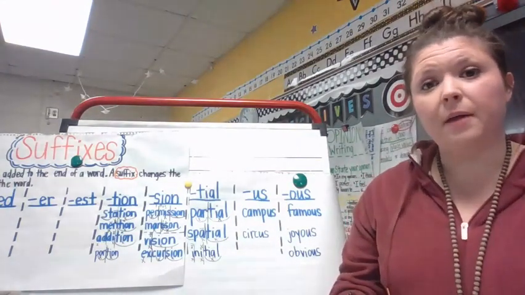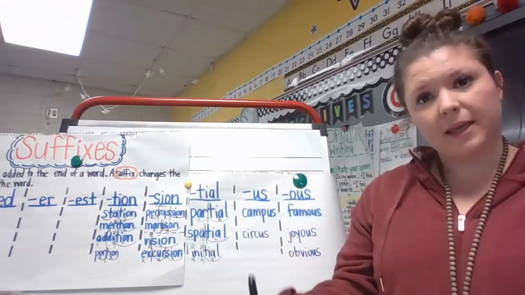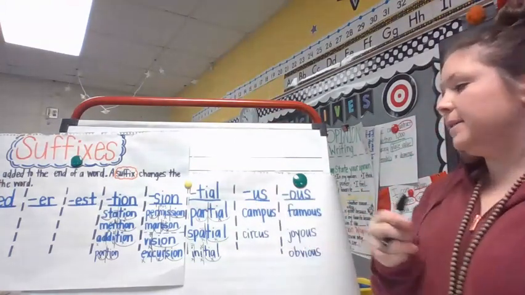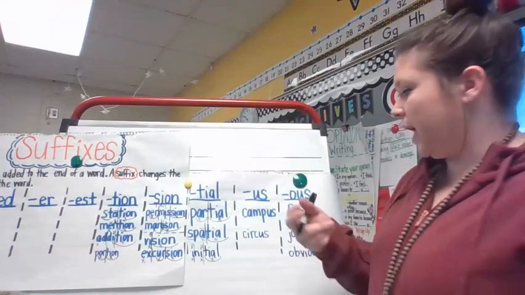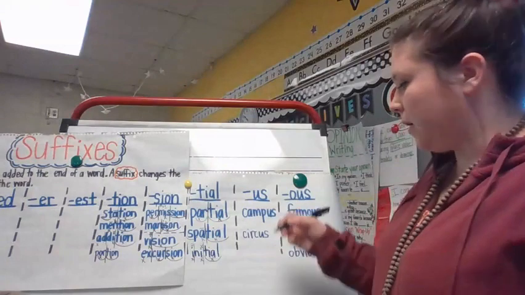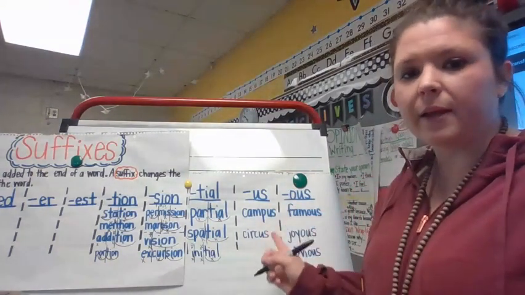Campus, famous. They both have the us sound at the end of the word. Now, us, U-S, is a syllable that is a little bit different than the other syllables that we have learned. US will not be a suffix all by itself, and when we code it, we're going to code it a little bit differently. So let's go ahead and look at this word here.